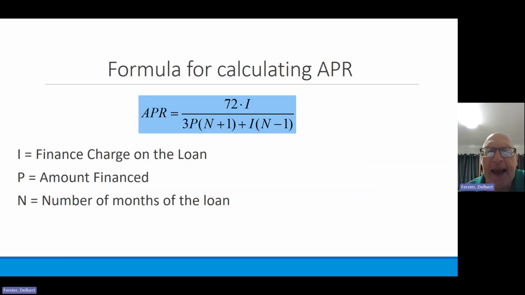Formula for calculating APR involves the finance charge on the loan, the amount financed, and the number of months of the loan. And here's a formula for us. You can add it to your formula package. 72 times the finance charge. The denominator is kind of intense. You got 3 times the amount financed times the number of payments plus 1, added to, in your denominator, the finance charge times the number of payments minus 1.